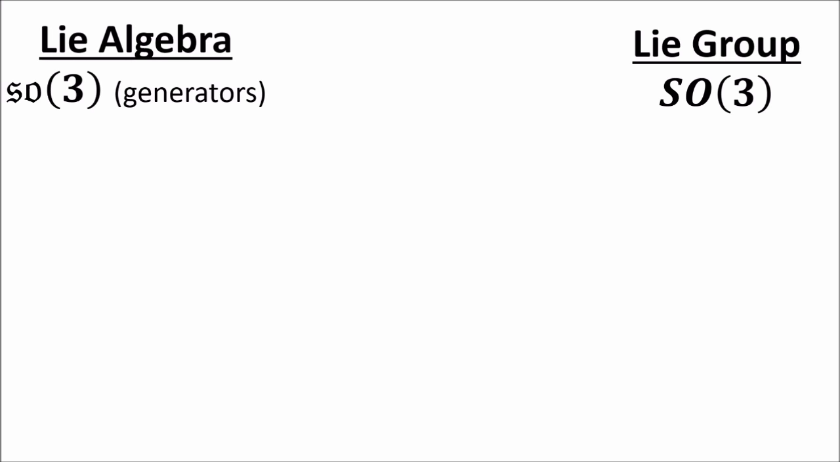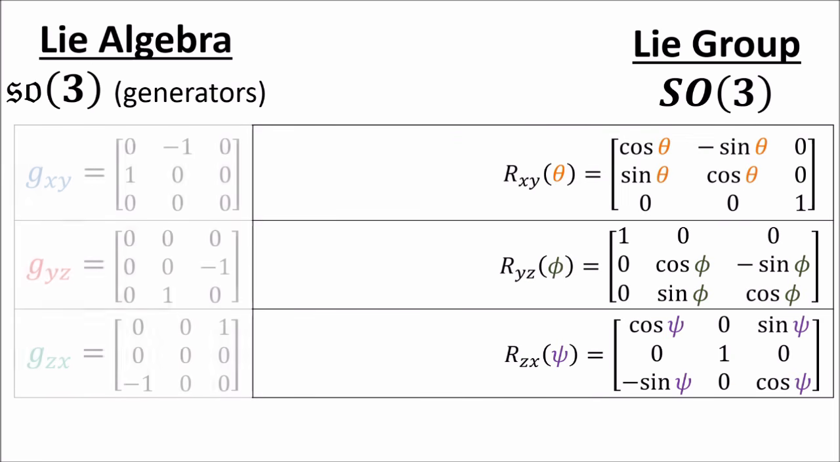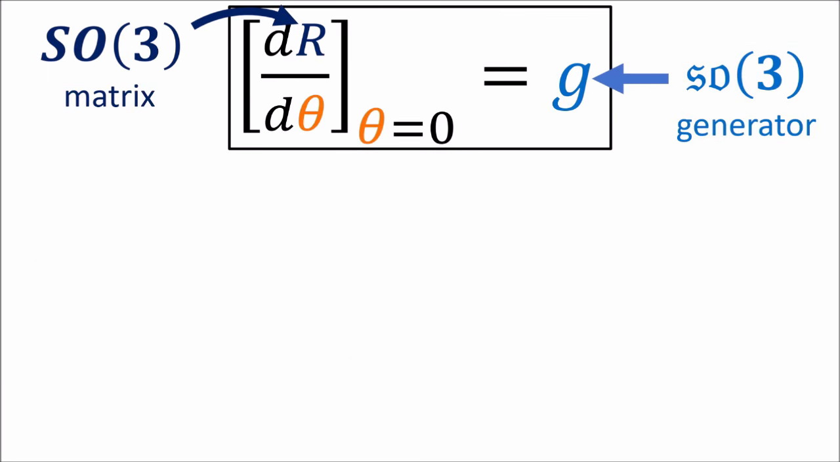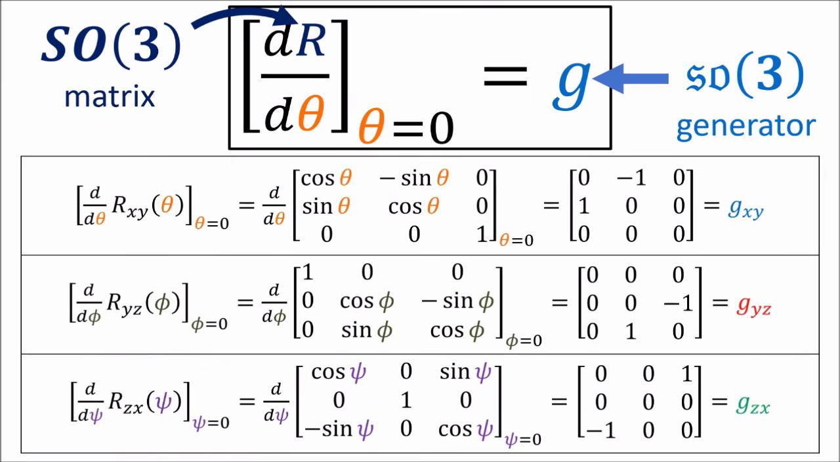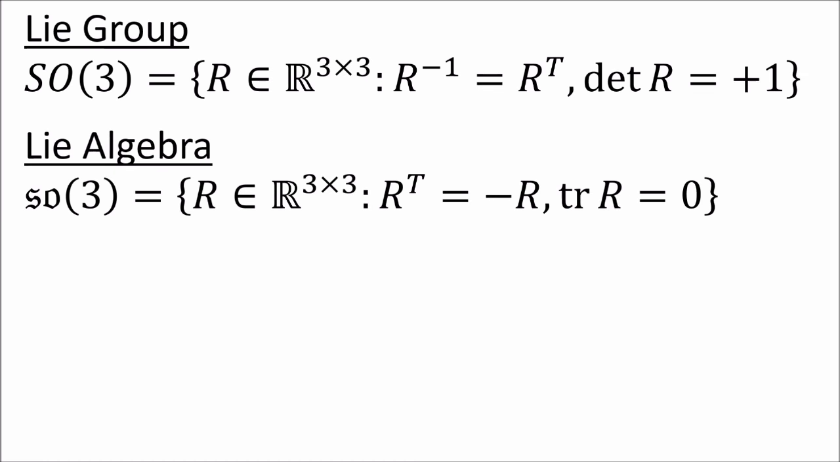So let's review what we've discovered so far about the Lie group SO3. We found that each of the three rotation matrices has a generator matrix, and we can exponentiate the generator times the angle to get the rotation matrix. The two-step process for getting these generators is to take the derivative of the rotation matrix and then set the parameter to 0. Using the algebraic properties of matrices, we found that the generators of the SO3 Lie group are the set of traceless anti-symmetric matrices.